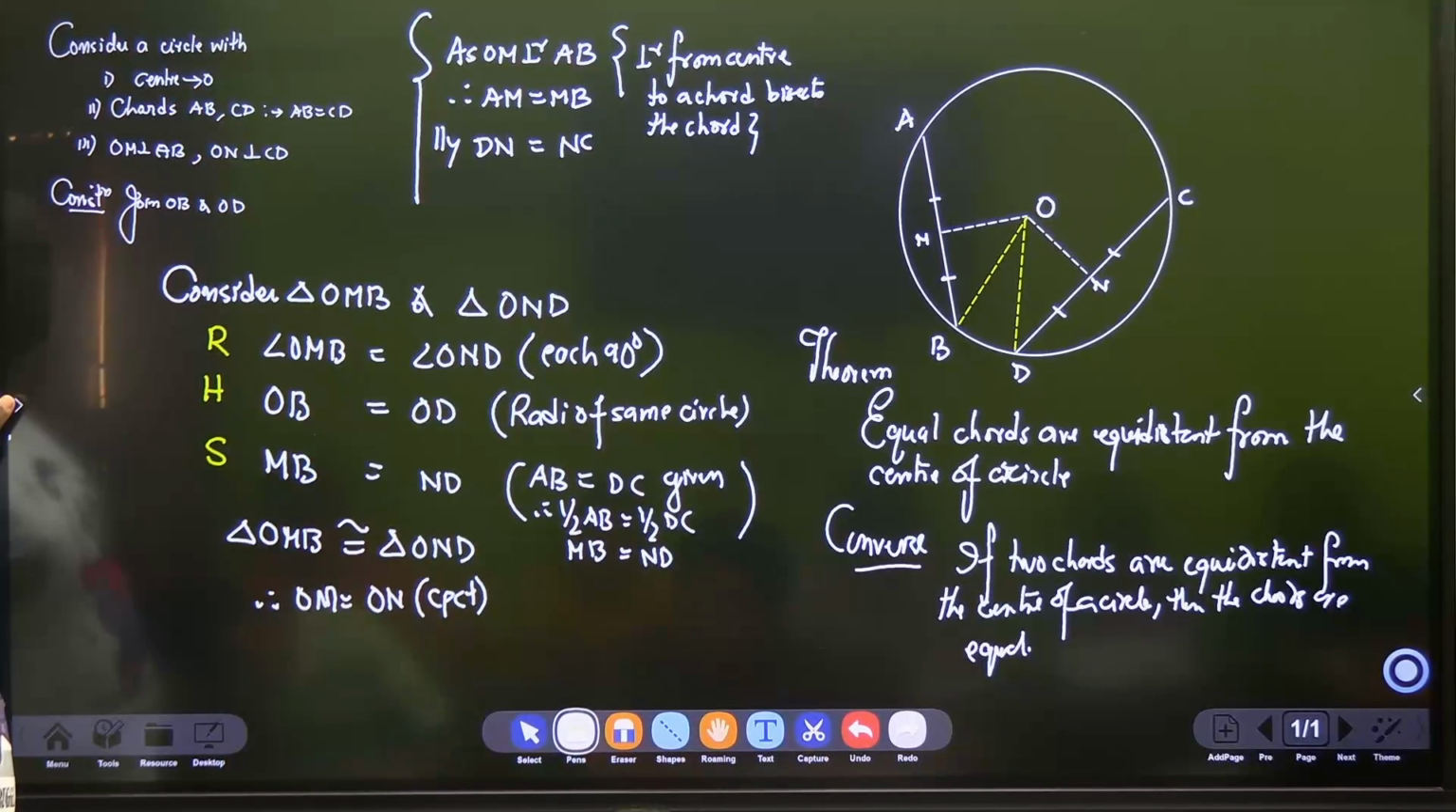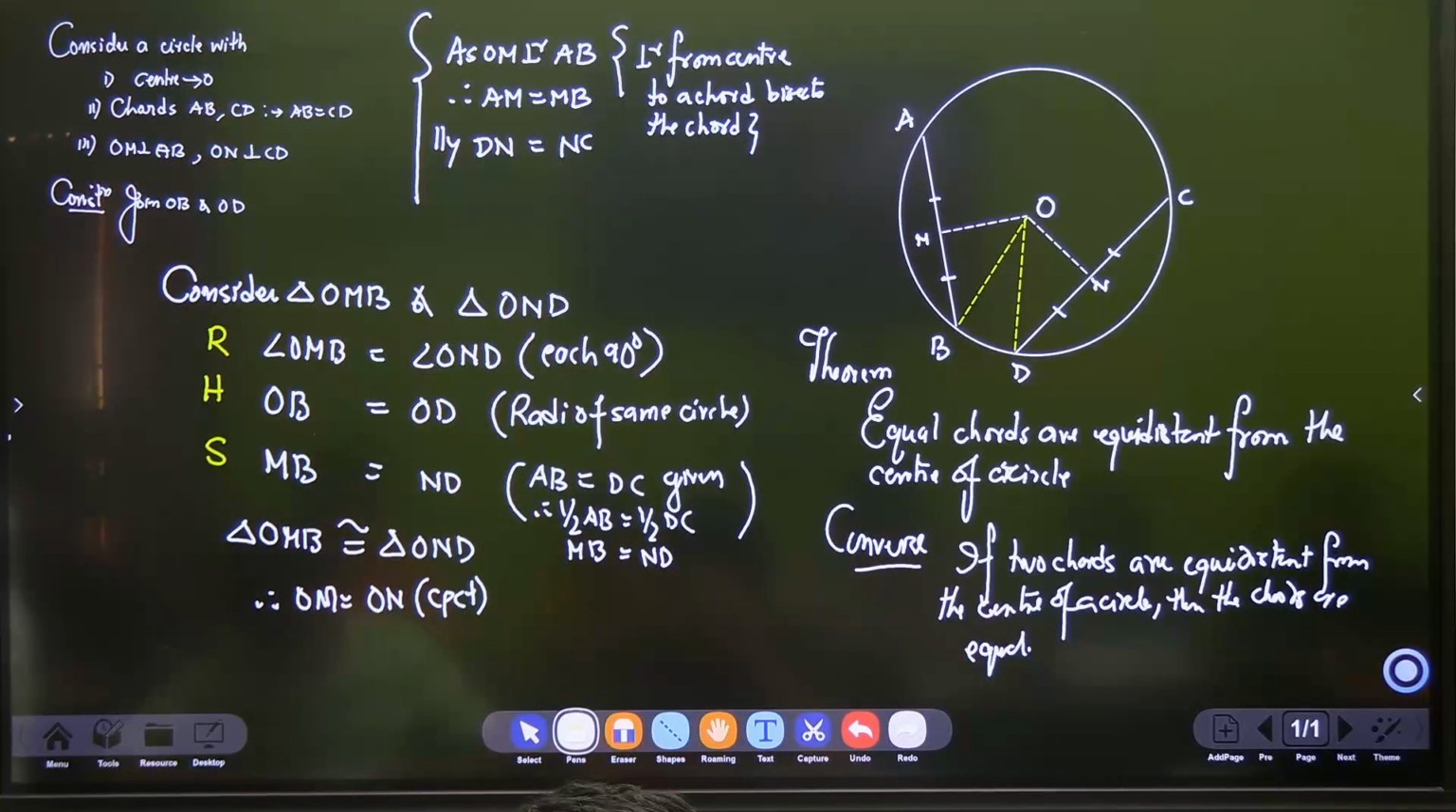Equal chords subtend equal angle at the center. Equal chords are equidistant from the center, and the perpendicular from the center to a chord bisects the chord. These are the three main, and all these three have got three converses. So actually you saw 6 theorems out here. A converse is also a theorem, right?